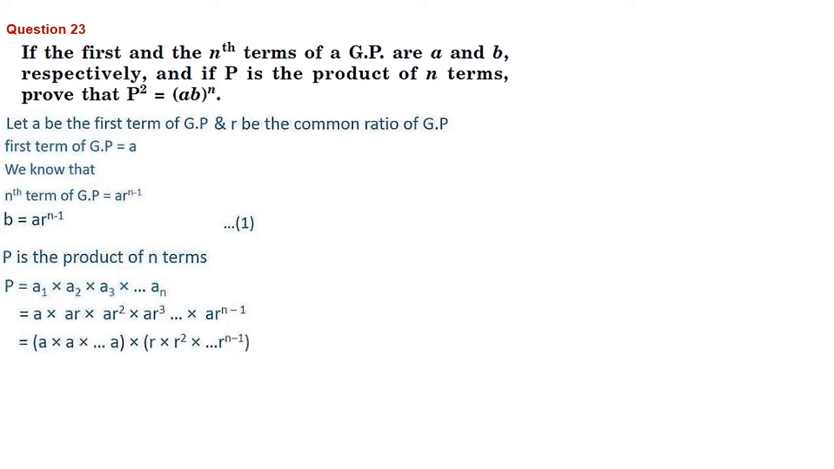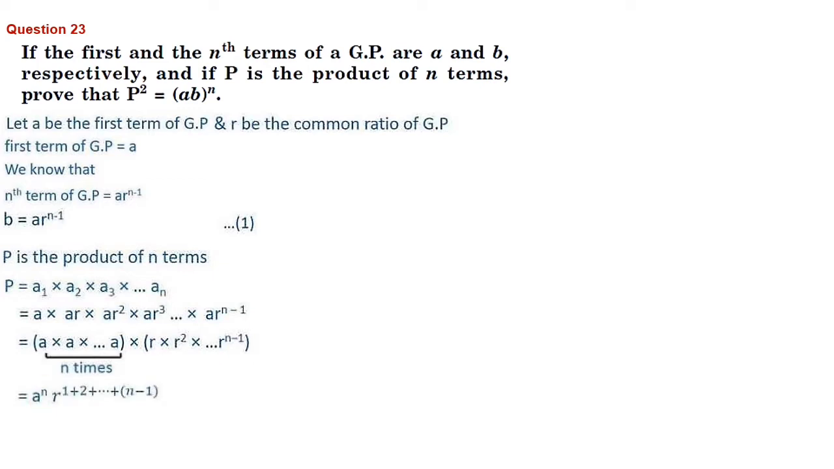Then here, from all these terms, we can take out A into A into A into A, etc. up to A. Then here, the first term has no r, but of course it is a product, so it's not an issue. From here onwards we take r into r square into r cube into etc. into r power n minus 1. Here A into A into A, etc. n times is there. That means A power n.